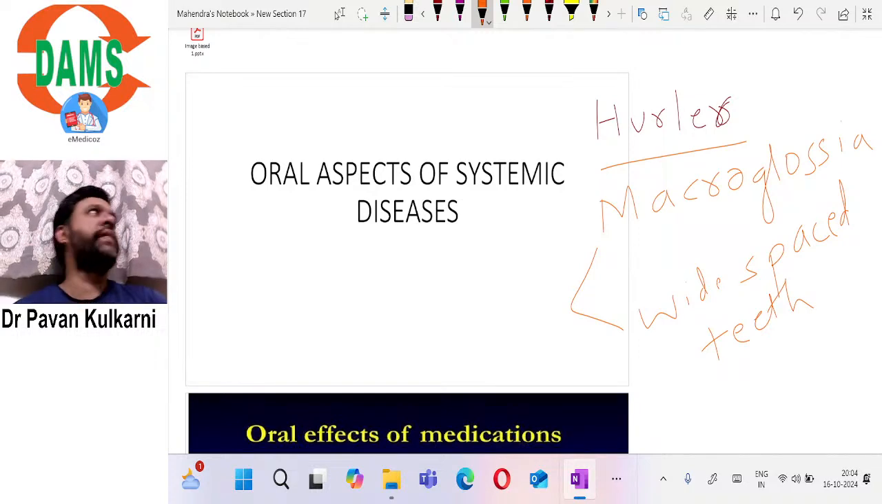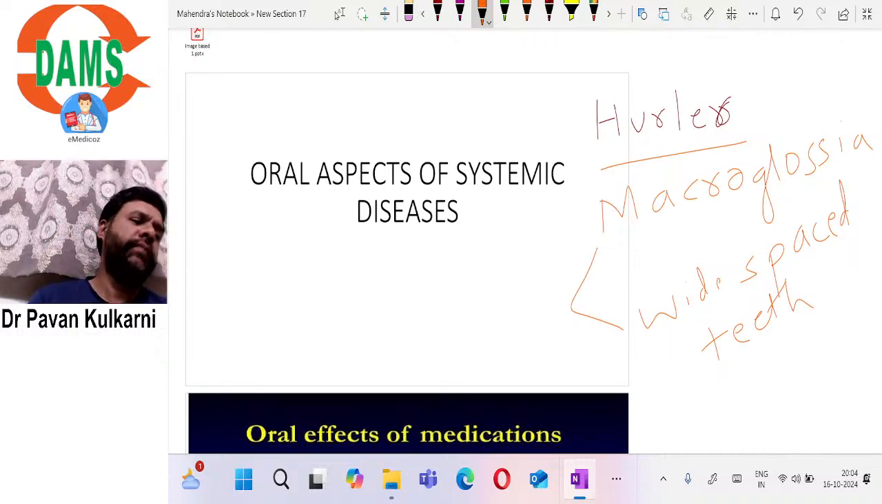So Hurler syndrome is basically mucopolysaccharidosis type 1, wherein there is a deficiency of the alpha-L-iduronidase enzyme. Because of this, the mucopolysaccharides get deposited. Particularly, the important oral manifestation is in the tongue, where this mucopolysaccharide gets deposited. That leads to macroglossia, large tongue, and even widely spaced teeth. So these are the important oral manifestations that you can see here.